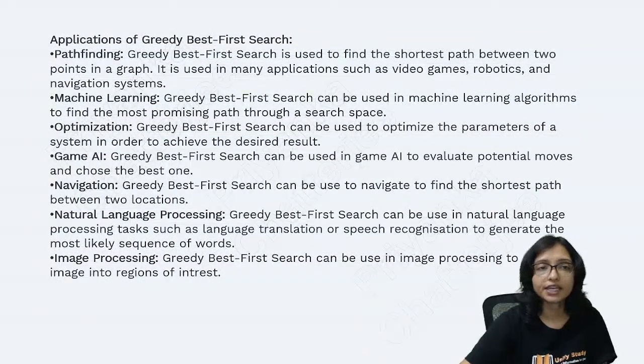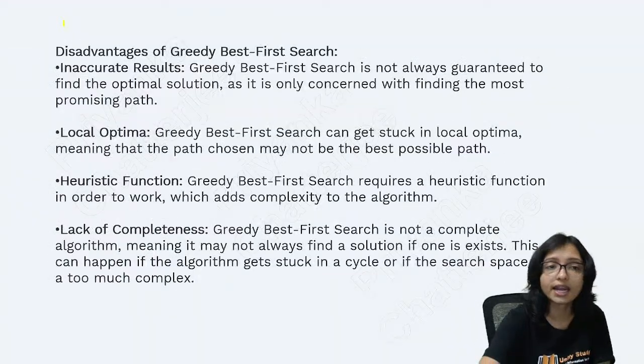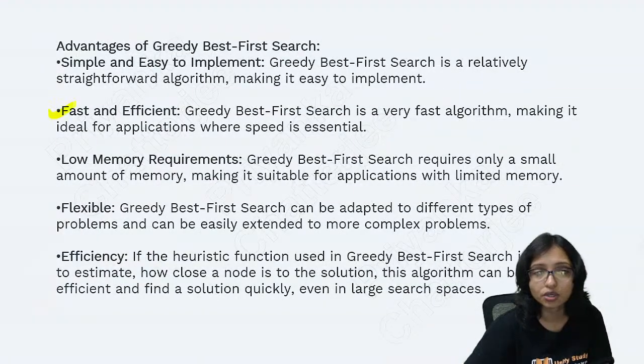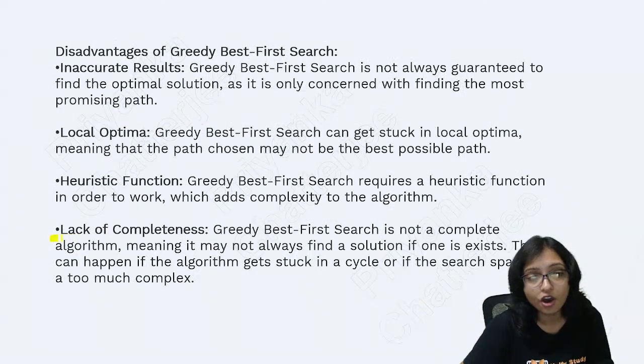So it was your disadvantage and advantage. We did an application of greedy best first search: pathfinding. The applications are very important, and advantage and disadvantage are also important, that I already discussed yesterday. Advantages are simple, easy, fast, efficient, low memory, flexible. Disadvantage: lack of completeness, very important.